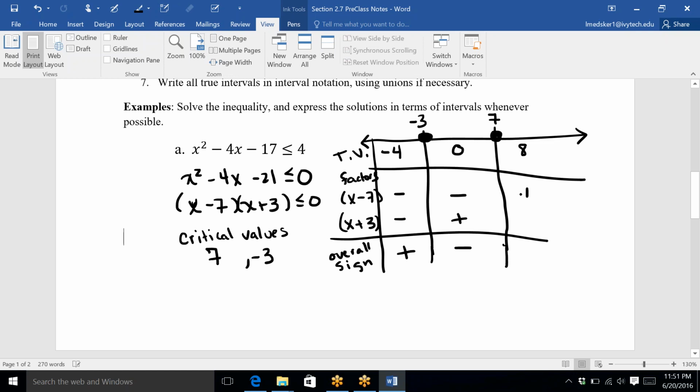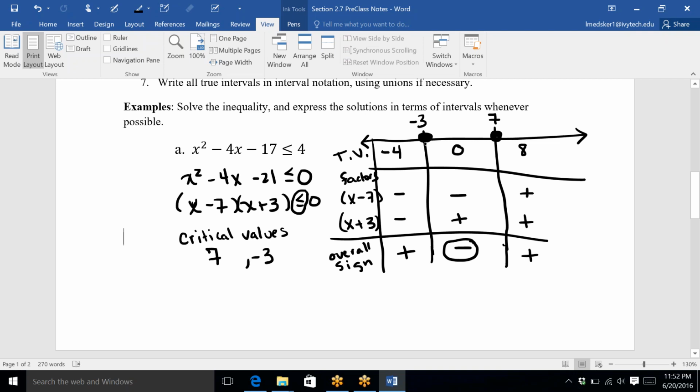8 minus 7 is positive. 8 plus 3 is also positive. A positive times a positive is a positive. Once you know your signs, you go back over here and you say, okay, do I want to be negative or positive? Less than means our final answer should be something that produces a negative. If that had been a greater than, we want something that produces a positive. So this is going to be our region that works.